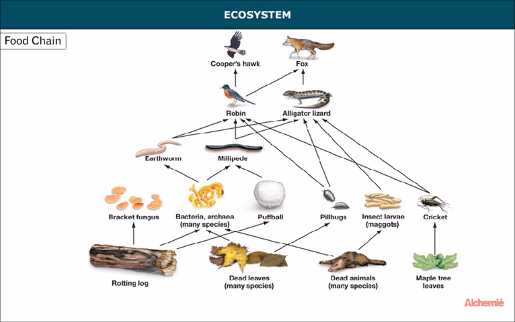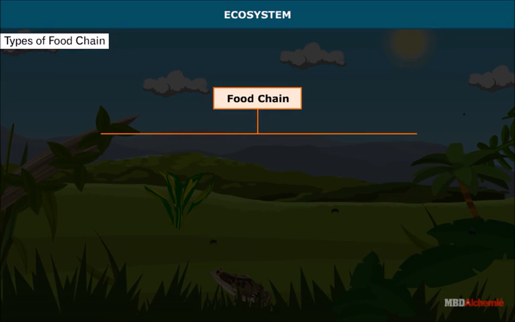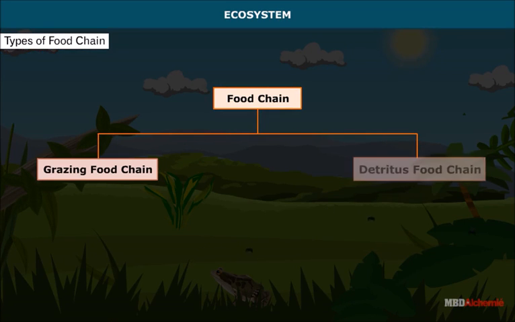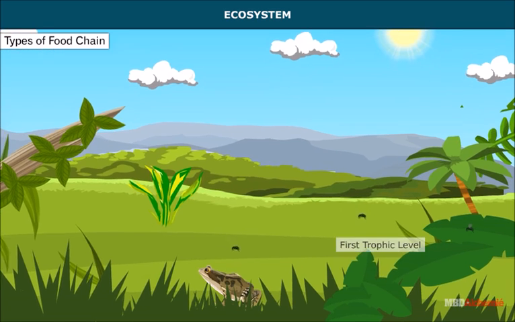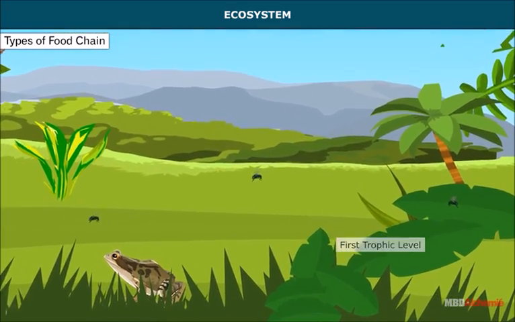Food chain. Transfer of energy of food from producers to decomposers through a series of organisms is called food chain. There are two types of food chains: grazing food chain and detritus food chain. Grazing food chain is directly dependent upon solar radiations as the primary source of energy. Green plants form the first trophic level of the food chain.